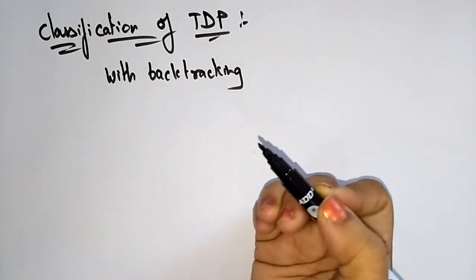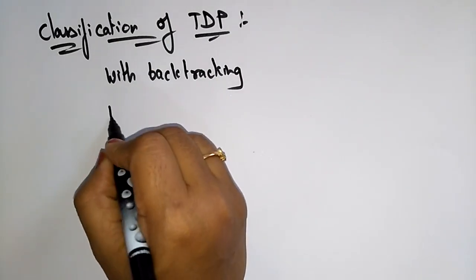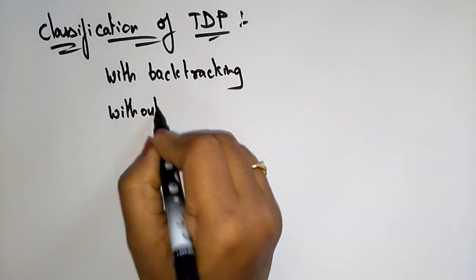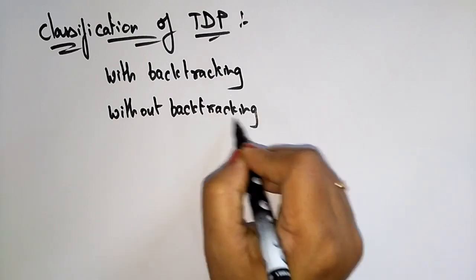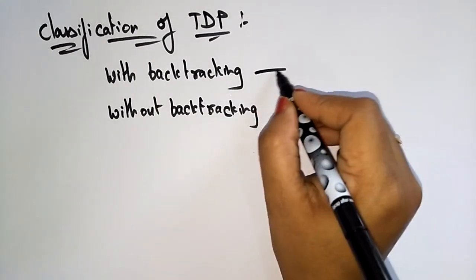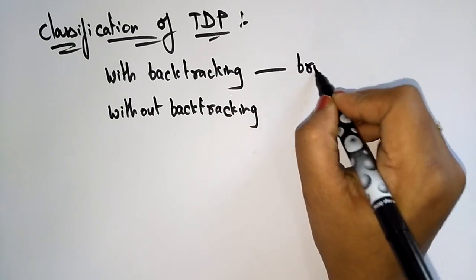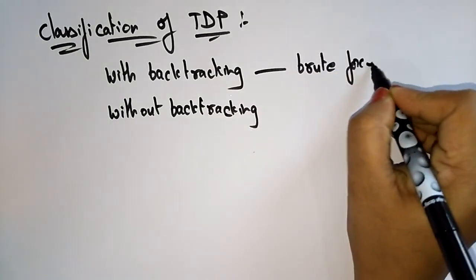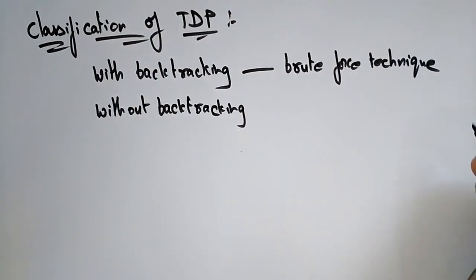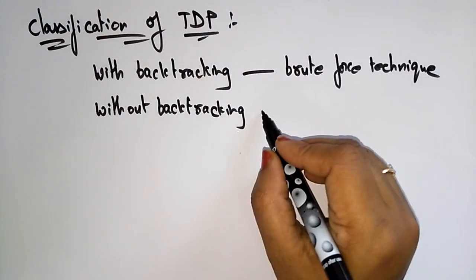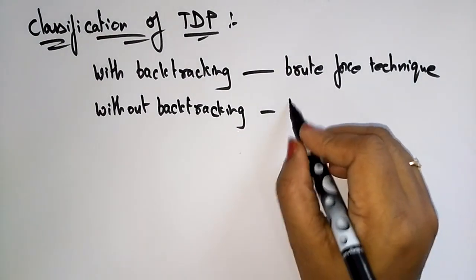So I said the top-down parser is of two types, with backtracking and without backtracking. With backtracking is an example of the brute force technique, and without backtracking is the predictive parser.